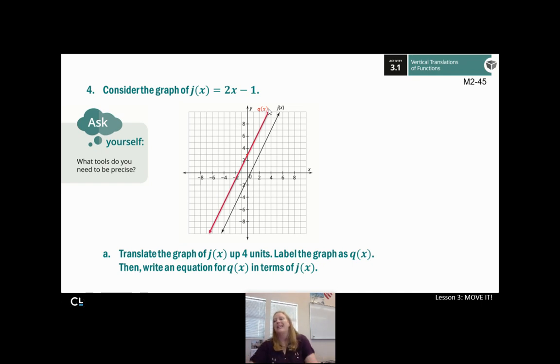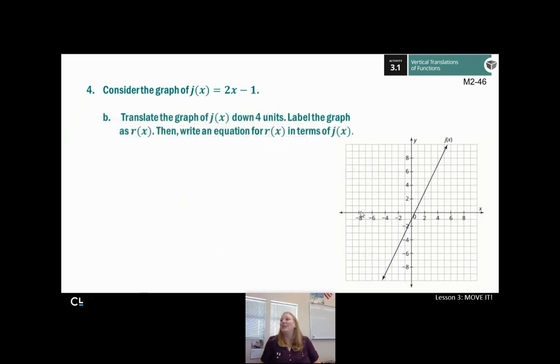Yay, good job, me. Now here's the last trick. It's asking us to write q of x in terms of j of x. Well, if I went up 4 units, that means I added 4 to j of x to get q of x. So I'm going to say that q of x equals j of x plus 4 because we pushed j of x up 4 units. So I'm just going to put a plus 4 on it. That's where it goes. That's what it does. Fair enough.